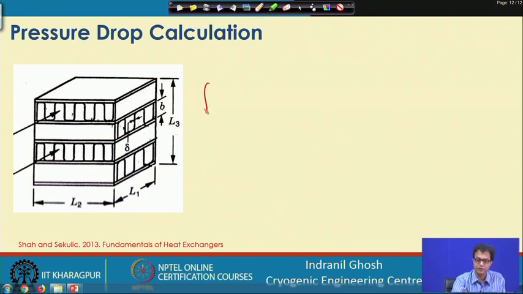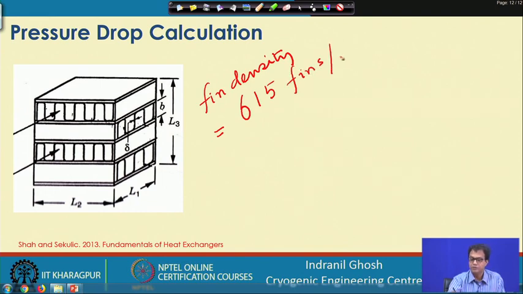The fin density is given. What is meant by fin density? We have already talked about it, and this is 615 fins per meter.